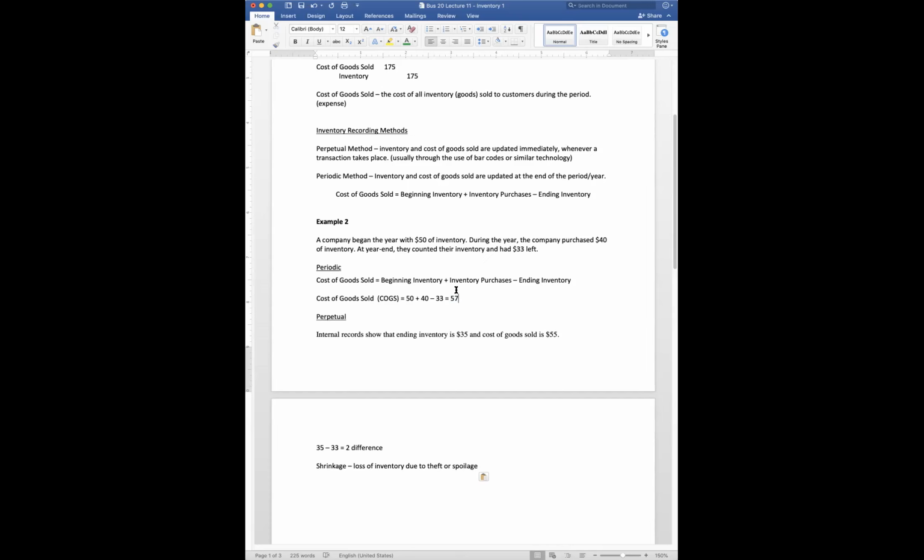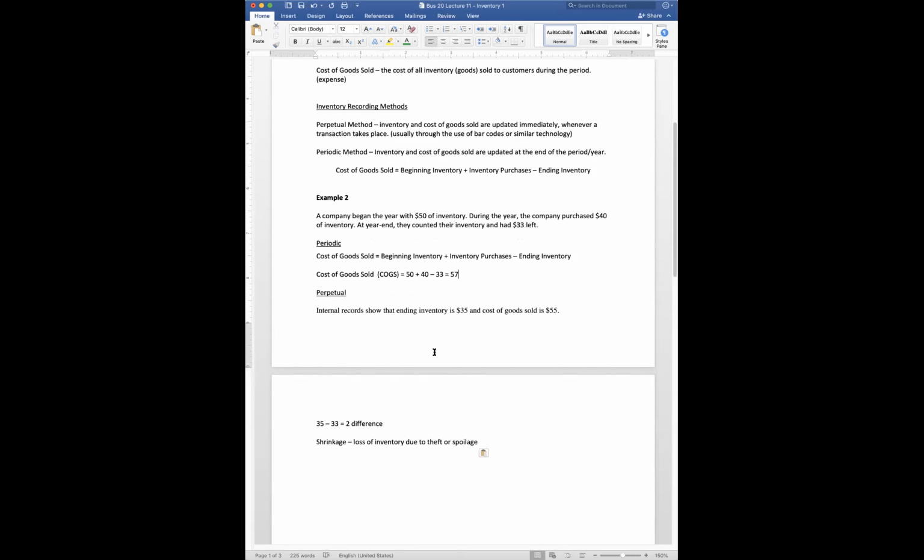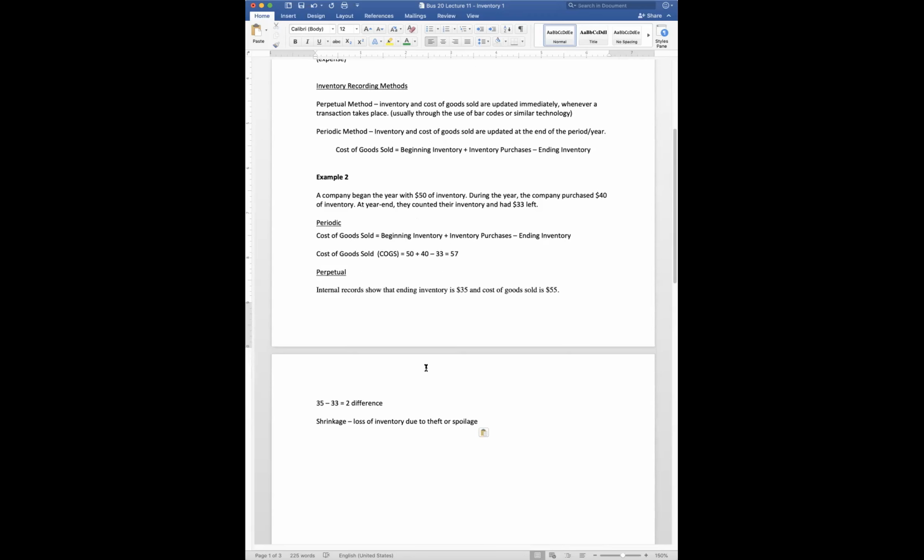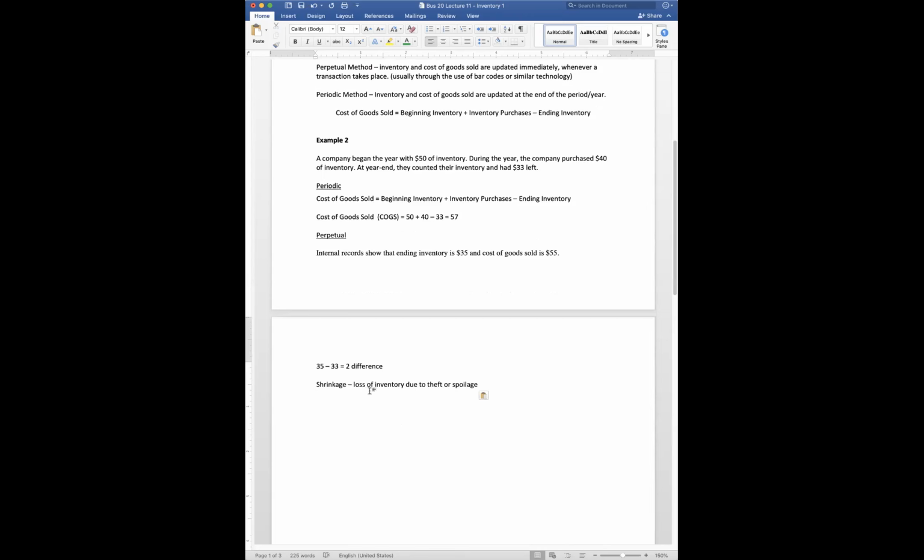So another disadvantage of the periodic method, we don't have up-to-date information, and that means we have no idea how much shrinkage exists. So under perpetual, much better information, although obviously more expensive to set up the system, and we know about shrinkage. Now, is it helpful to know about shrinkage? Do I actually want to know how much is stolen or spoiled? Well, yeah, because if I know how much this is, I know when it starts becoming material. I know when it starts making a difference to me, right?